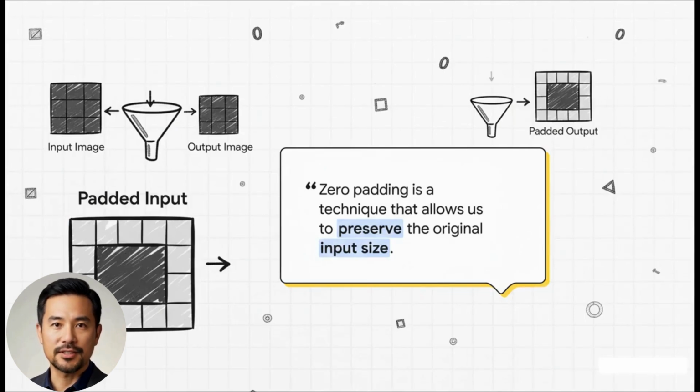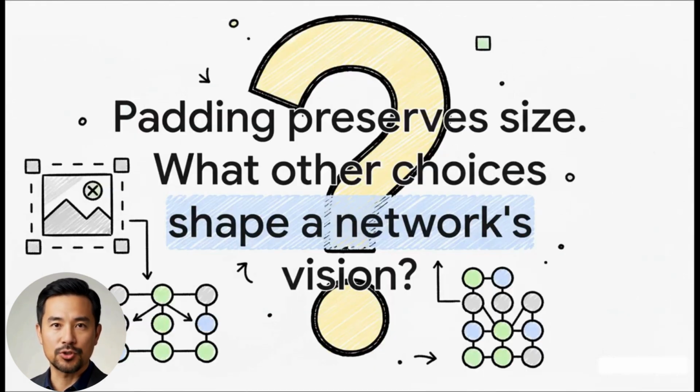So here's the main takeaway. It's kind of wild, right? By just adding a simple border of zeros, which have no actual information in them, we solve that whole shrinking problem. We get to keep all that valuable data from the edges, and we can build much, much deeper and more powerful AI vision models. It might seem like a small trick, but this technique is absolutely fundamental to pretty much all modern computer vision.